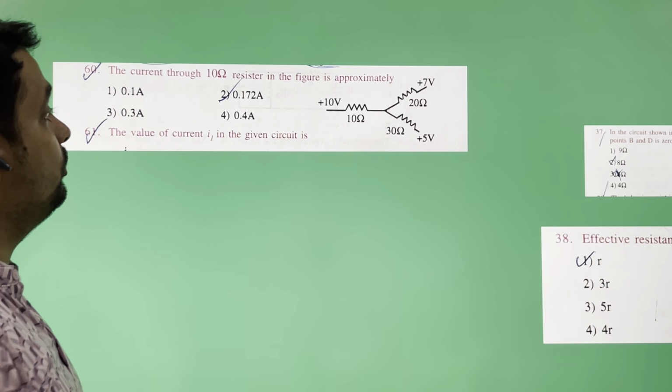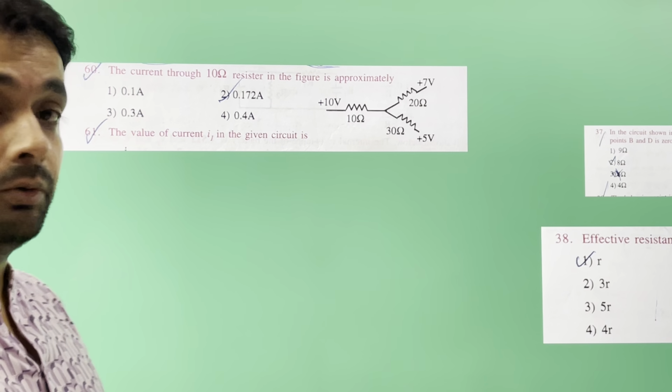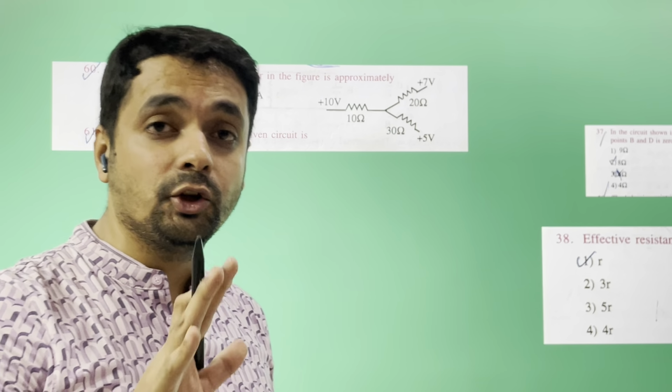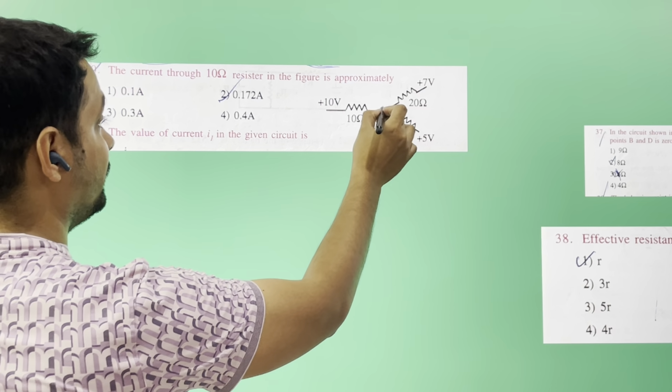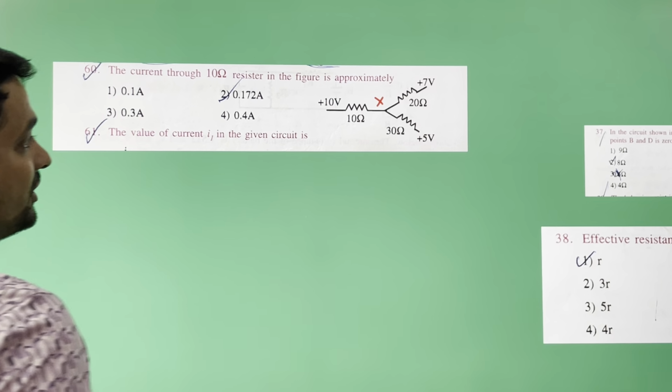So here we have to find the current through the 10 ohm resistor in the figure. It is approximately equal to what? So how to find? We can use the KCL as we discussed already. KCL is Kirchhoff's current law. So what we'll do? See here, the junction is this one. Let the junction potential be X, I will take. Okay, junction potential is X.